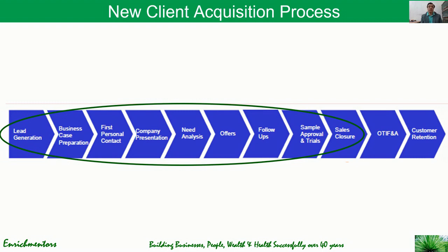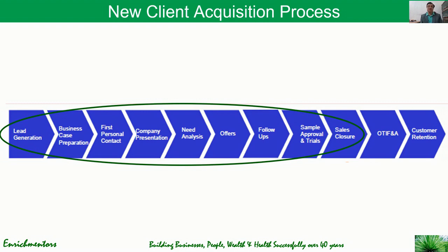Then you do what is called a business case preparation, where we qualify the leads, and we will talk about what that qualification means. Then we do what is called a first personal contact. You establish the first round of relationship the first time you meet the person or talk to the person. Then you do a company presentation and a need analysis. Then you make an offer and follow up, then you do approvals and trials of samples, and finally you end up closing the sales.